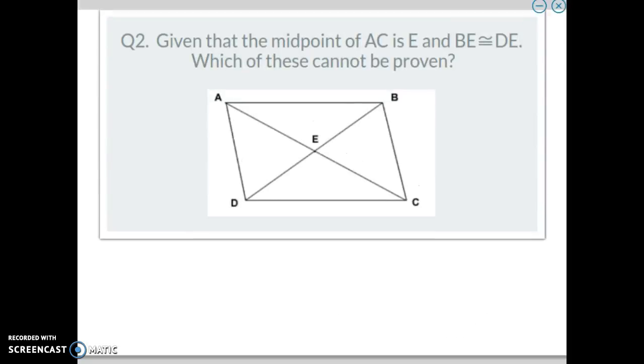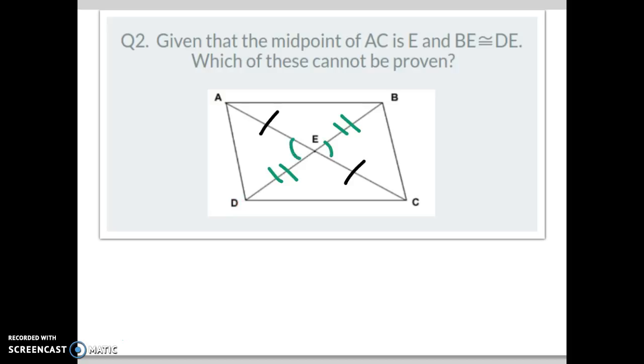Given that the midpoint of AC is E and B, this is the midpoint, so that means these two sides are equal, and BD is congruent to DE, that means this is congruent to this. Which of these cannot be proven? Well, in this case, we know that this triangle here, BEC, is congruent to triangle DEA. How do we know that?